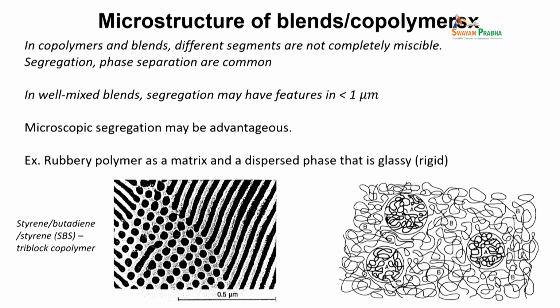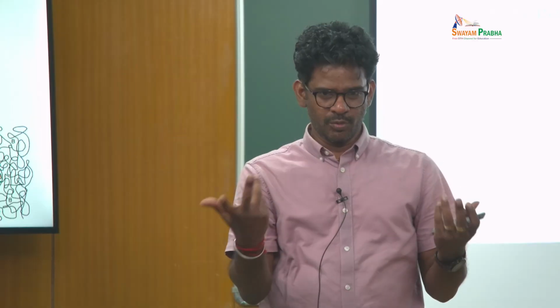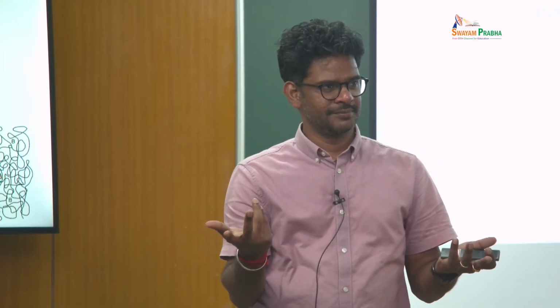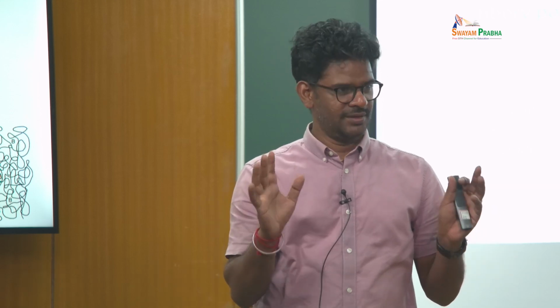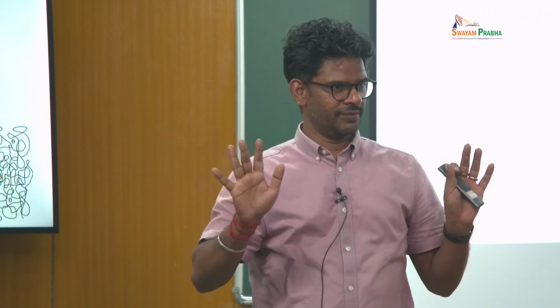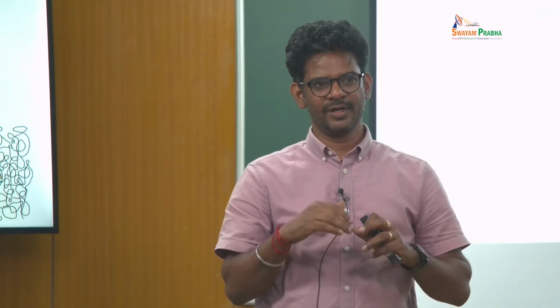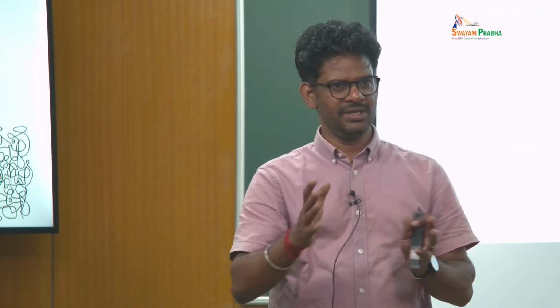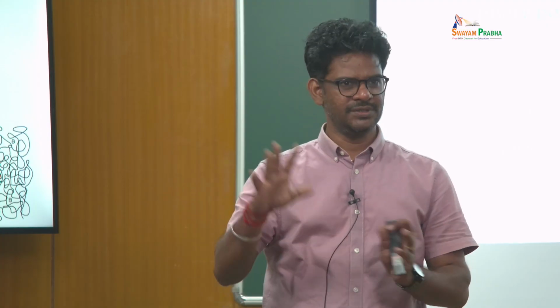Now, whatever we have shown before are homopolymers. What's a homopolymer? A polymer containing only one type of monomeric unit, right? Now, what are copolymers? Two or more types of repeating units in the same chain. Okay, so AB, ABC, ABCD, whatever, right?